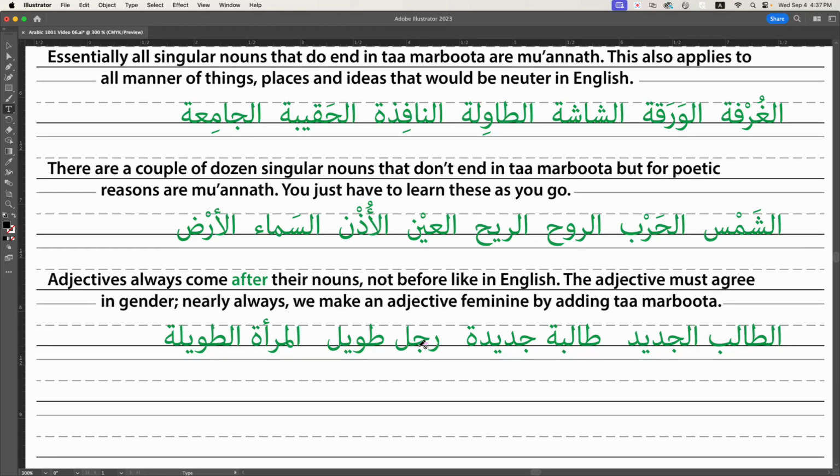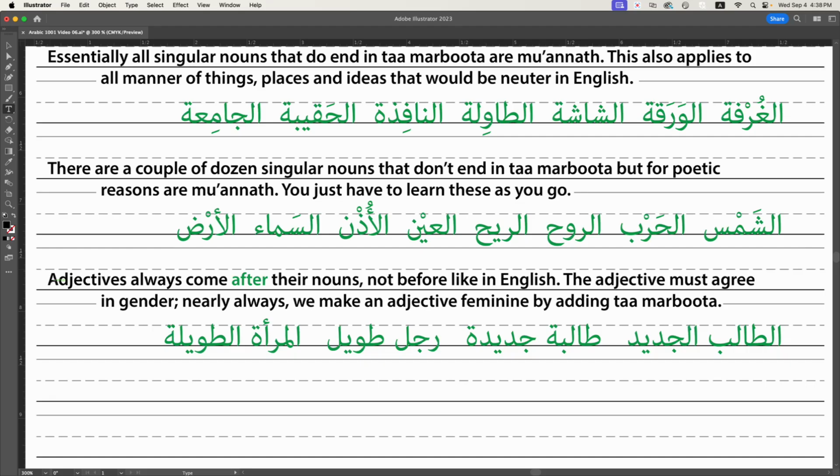So rajul is a man, tawil is tall. So here we have a masculine adjective with a masculine noun. A tall man is what we would say in English. Al-mar'a, the woman, and again we have to add alif lam to the adjective for reasons I'll explain in a later video. But now we take tawil and turn it into tawila to make it agree with the woman. Even if this noun didn't end in ta marbuta, but it was feminine. For example, if it was the tall girl and bint, which doesn't end in ta marbuta, but does represent a female person, we'd have to say al-bint at-tawila with the ta marbuta to make everything agree perfectly.